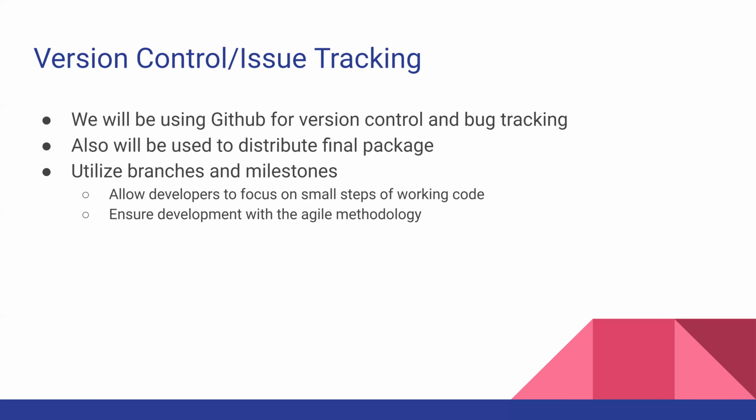All right, so for our version control and issue tracking, we'll be using GitHub. We'll be monitoring the software's development through our commits. We'll be using issues to keep track of any bugs. We'll utilize branches and milestones to keep up with the agile development, focus on small steps of working code. And once everything's completed and we successfully package the software, we will use GitHub to distribute the final package.